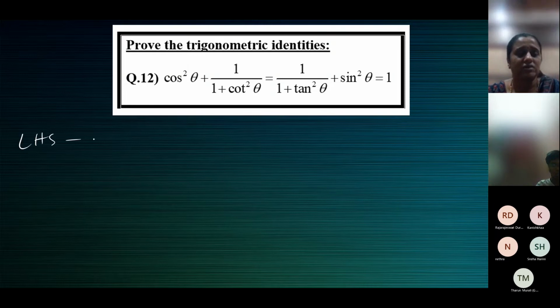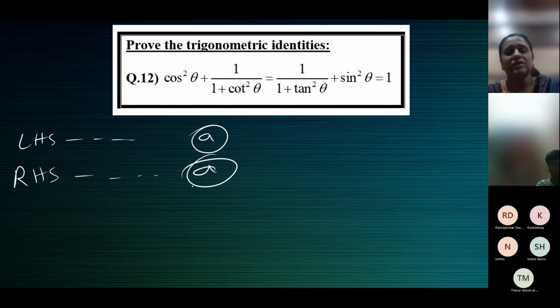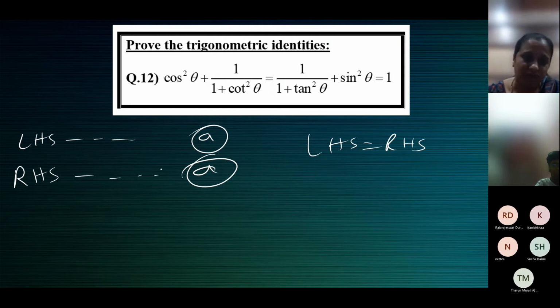Take up the LHS and work. Say you get A as the answer. Then take up the RHS and work it. You will get A. Then you must say LHS is equal to RHS. That is another way of working. You may have to work the LHS, and you may have to work the RHS, and then show that both of them are the same.